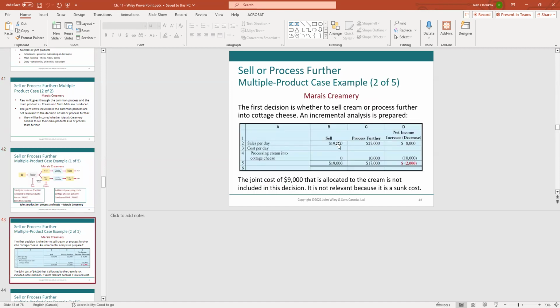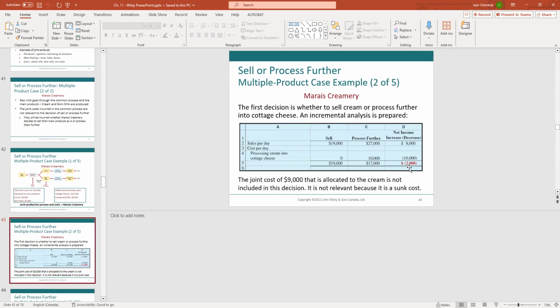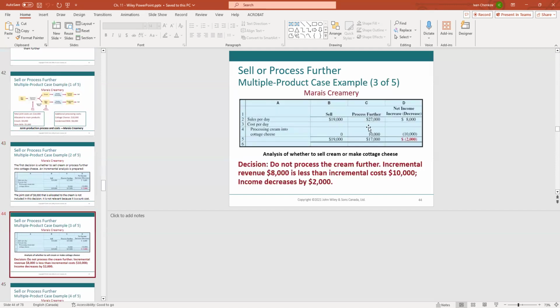The first decision: sales per day is 19,000. Process further 27,000. Additional will be 8,000 for the cottage cheese. Oh, this is the incremental. So if we sell it as it is, we're gonna generate 19,000. If we move it to the cottage cheese, we're gonna sell it for 27. So we can generate 8,000 more, but it costs us 10,000 to produce it. Shall I go for it? No.